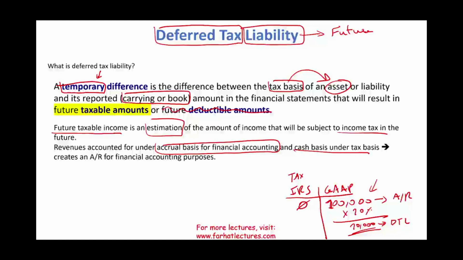So as a result, we have an accounts receivable for GAAP. We have no accounts receivable for the IRS. As a result, we have to say in the future, the accounts receivable of GAAP will eventually be taxable. When it becomes taxable, what do we have to do? We have to pay taxes. So we have to book our deferred tax liability now to reflect this future $20,000 of liability. The best way to illustrate this is using an example with figures.